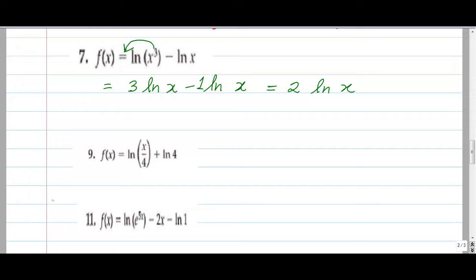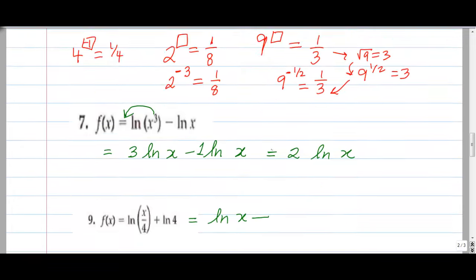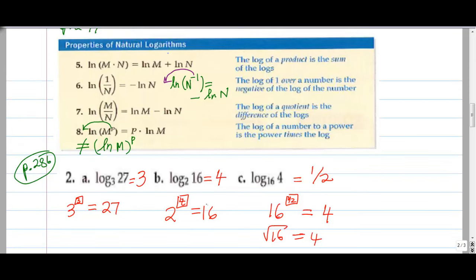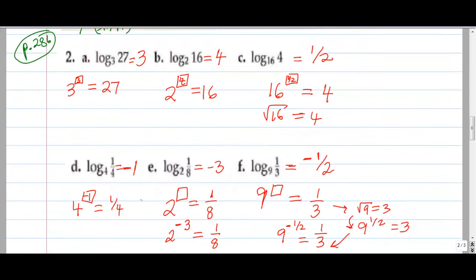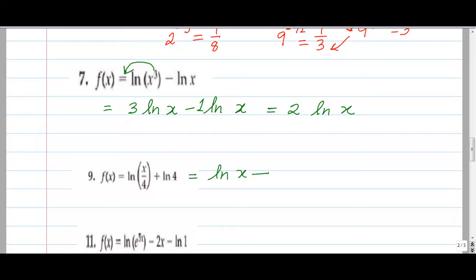Okay, natural log of x. So this is log of a quotient is a difference of the logs. So I'm going to subtract these. Okay, and you can see up here, natural log of m minus natural log of n. So this is natural log of x minus natural log of 4, and then plus natural log of 4. Right. Well, then these two, minus and plus, cancel each other out, and I'm left with just ln x. Okay.